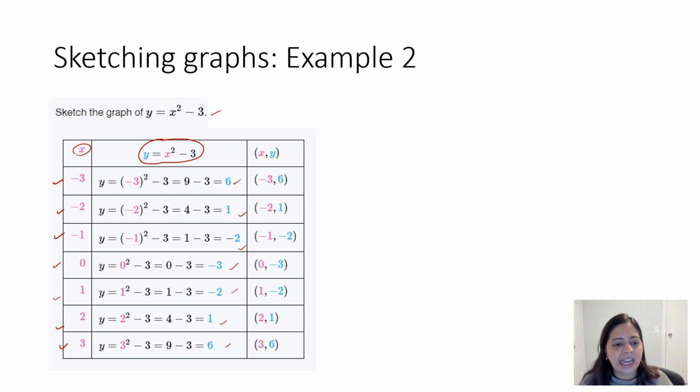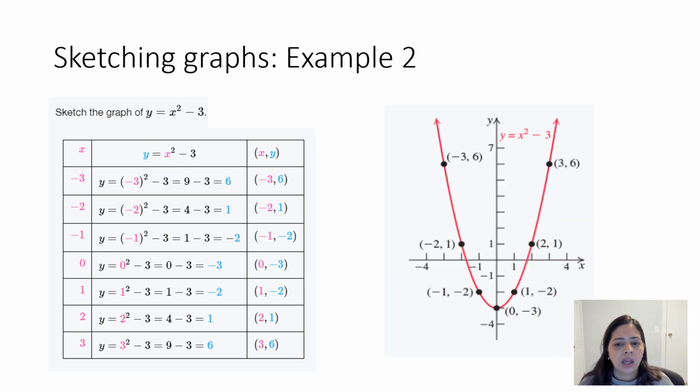Collectively writing them as ordered pairs in this column, you'll get these. Now if you mark these points, this is A, this is where you are at, -3, 6; -2, 1, that's the point B; -1, -2, that's the point C; 0, -3, that's the point D; 1, -2, that's the point E; 2, 1, that's the point F; and 3, 6, that's the point here.